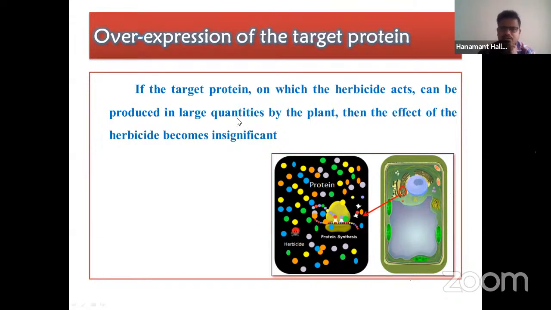If the target protein on which herbicides act can be produced in large quantities by the plants, then the effect of herbicides becomes insignificant. So these are some of the different mechanisms that work in the plant system, that is the weeds against herbicides. So that's why they get resistance to the different chemicals.